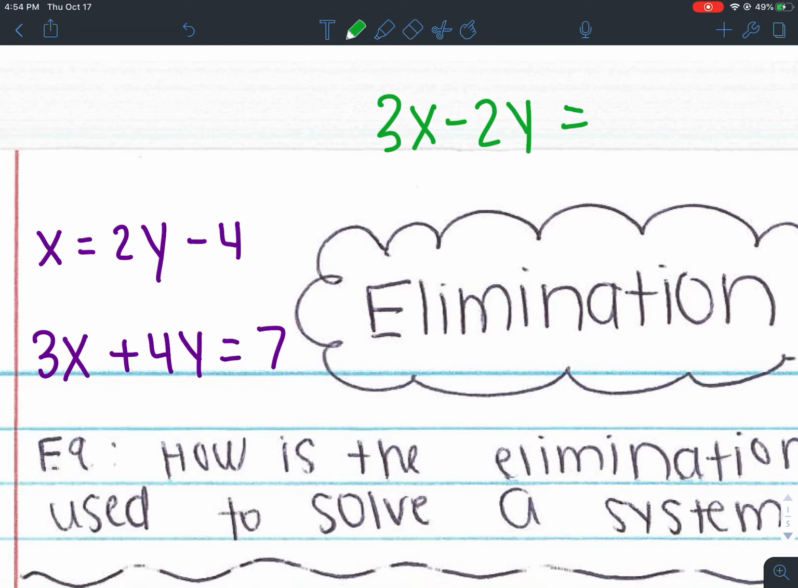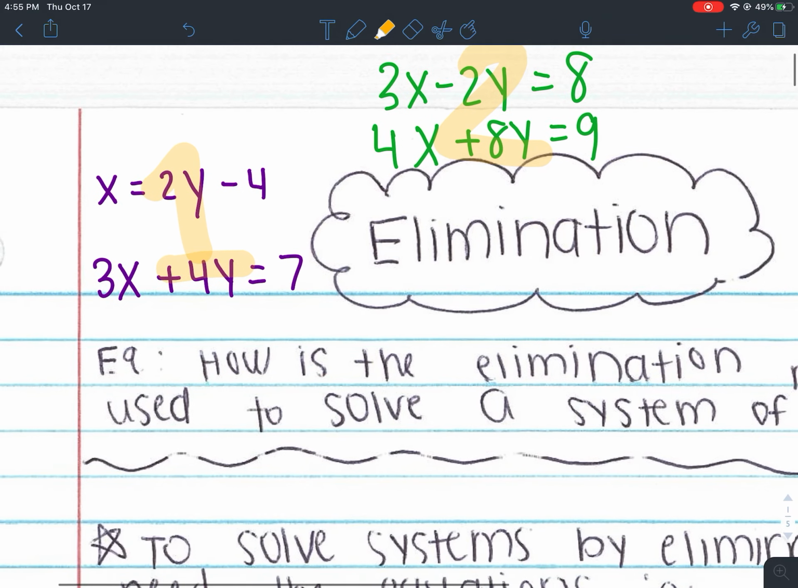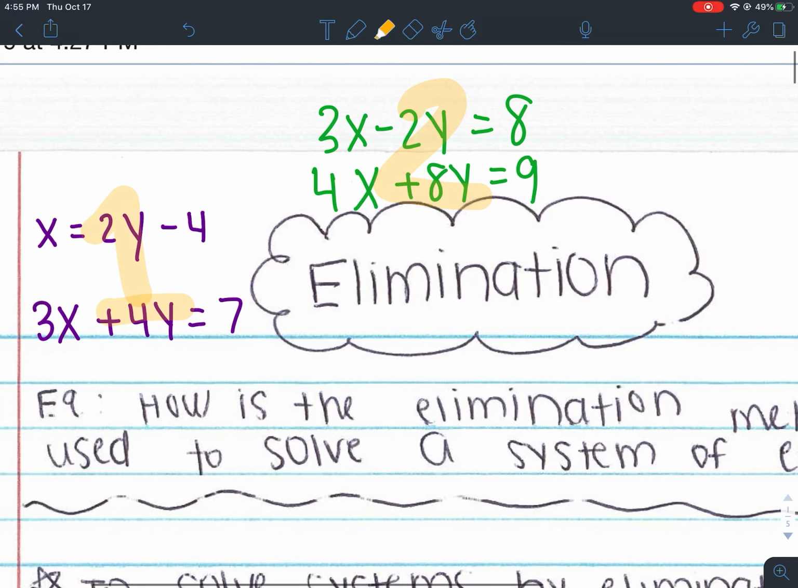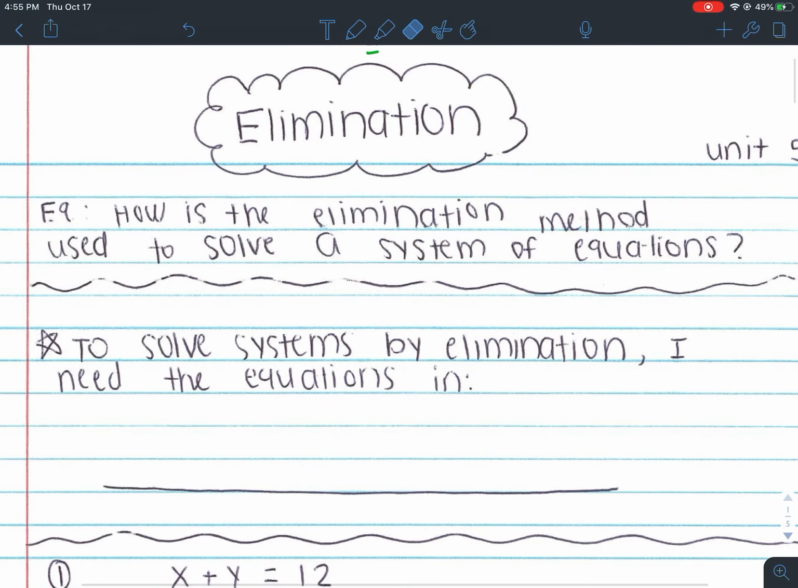But what if I gave you something that looks like this? Which one of these would be easier to do substitution with, the first problem or the second problem? The first one is way easier to do with substitution. The second problem is a lot harder because you don't really have a variable by itself, so you're going to have to do a lot of algebra to get that variable by itself, and that's because they're in standard form.